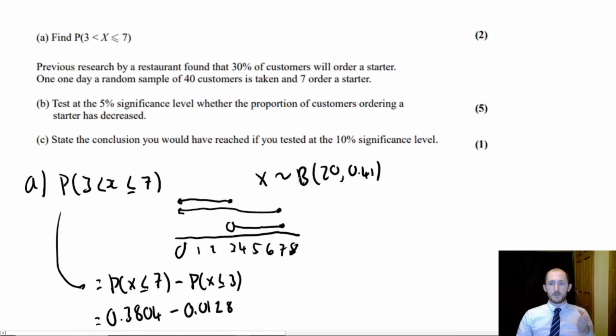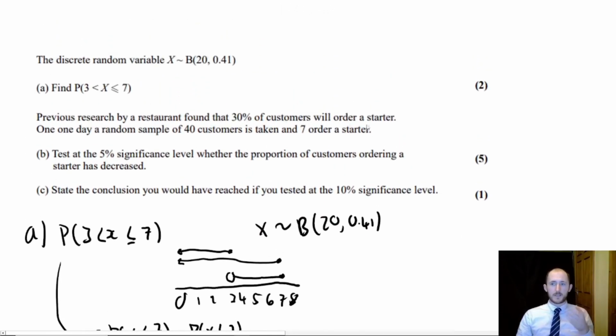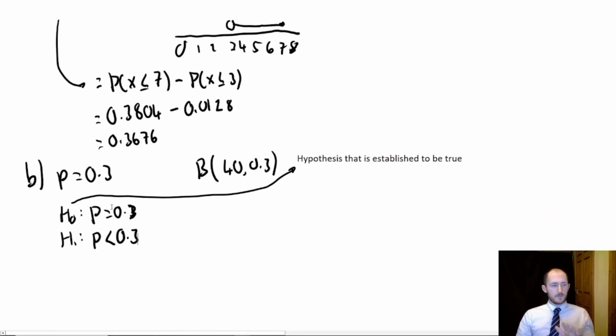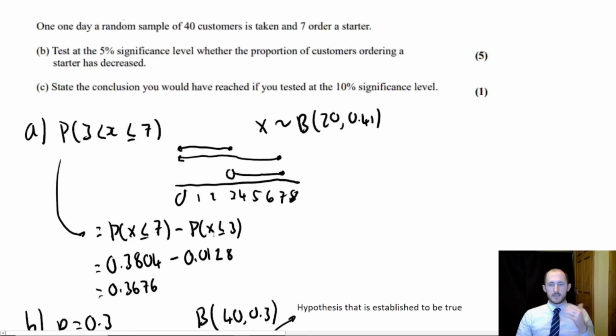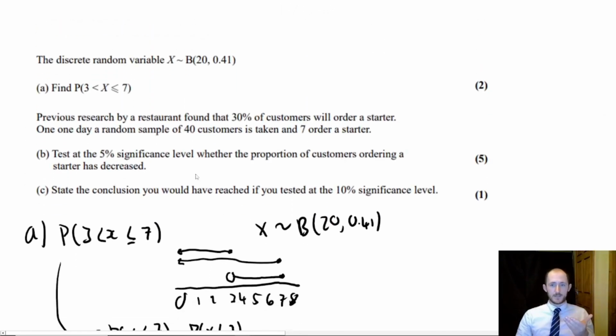You need to be very careful when you read the question. 30% order a starter, we're testing if the percentage of people ordering a starter has decreased. So far, I'm hoping that makes sense. The null hypothesis is what's already been established to be true. The alternate hypothesis is what you're testing, if it's decreased. Now, they give me a random sample of 40 customers and 7 order a starter.